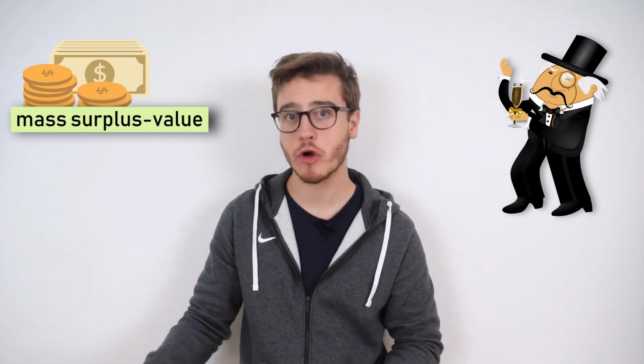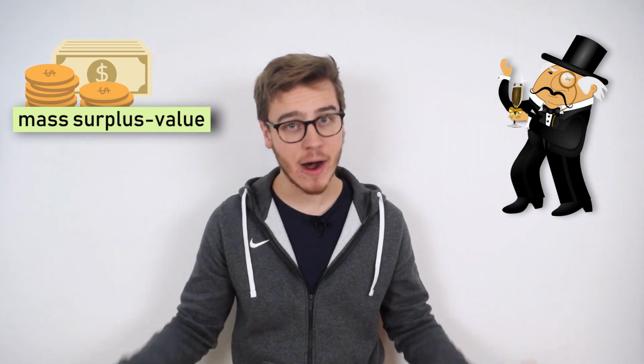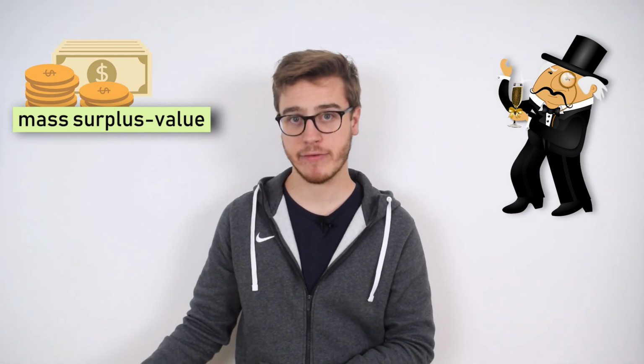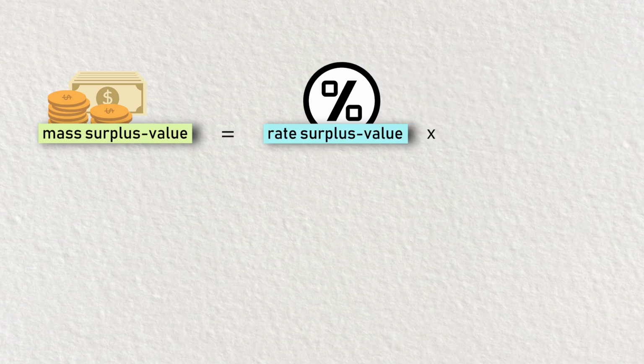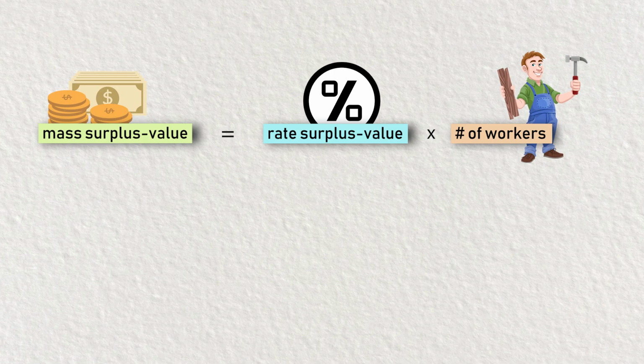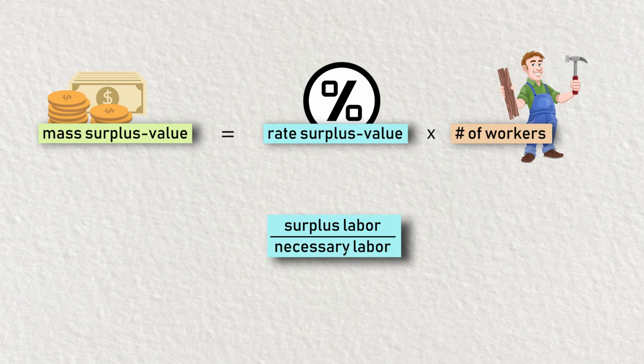Marx says that capitalists want to maximize the mass of surplus value because their social power depends on how much money they have. How much surplus value the capitalist can generate depends on the rate of surplus value multiplied by the number of workers he has working for him. By the way, the rate of surplus value is surplus labor divided by necessary labor. This is what Marx described in chapter 9 as the degree of exploitation.